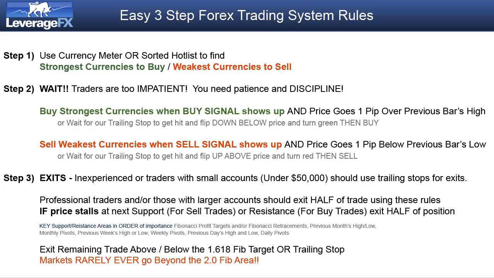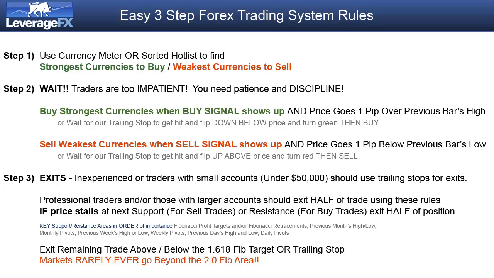So for exits, inexperienced traders or those with small accounts under 25,000 to 50,000 should use trailing stops for all of your exits. Professional traders and/or those with larger accounts should exit half the trade using these rules. If price stalls at the next support or resistance area, exit half your position. This could be a Fibonacci profit target, Fibonacci retracement level. I have all the key levels of support resistance here in order that I find them from highest significance to lowest. And then you would exit the remaining part of your trade at or below, above or below the 1.618 fib target or the trailing stop.